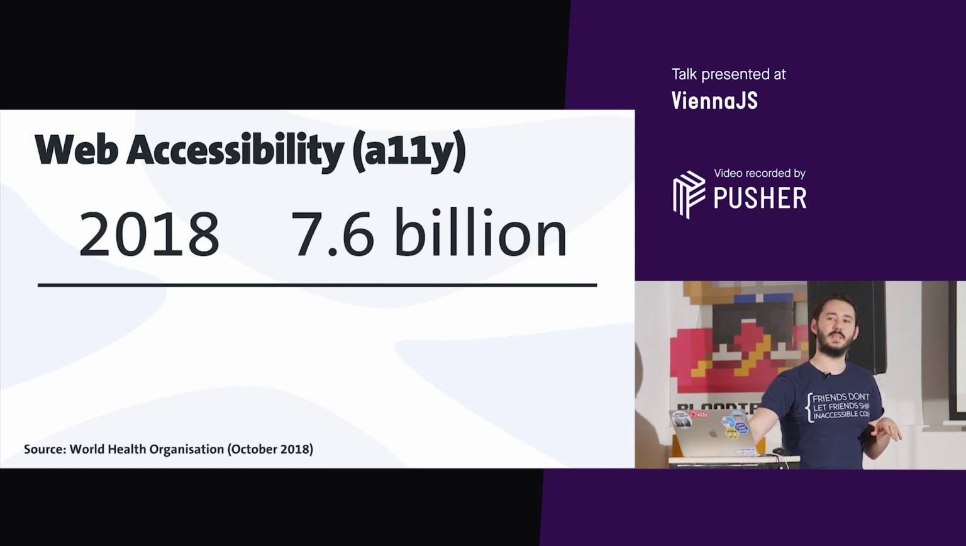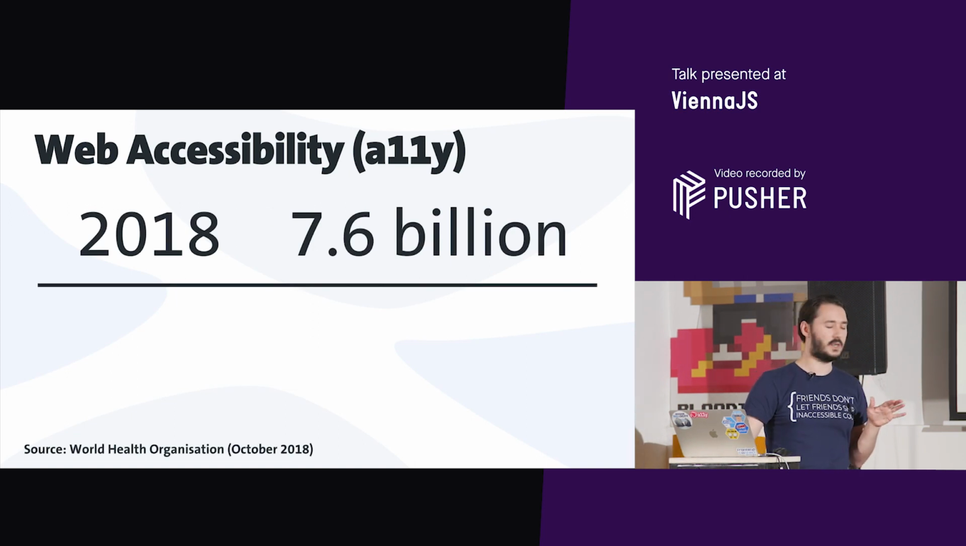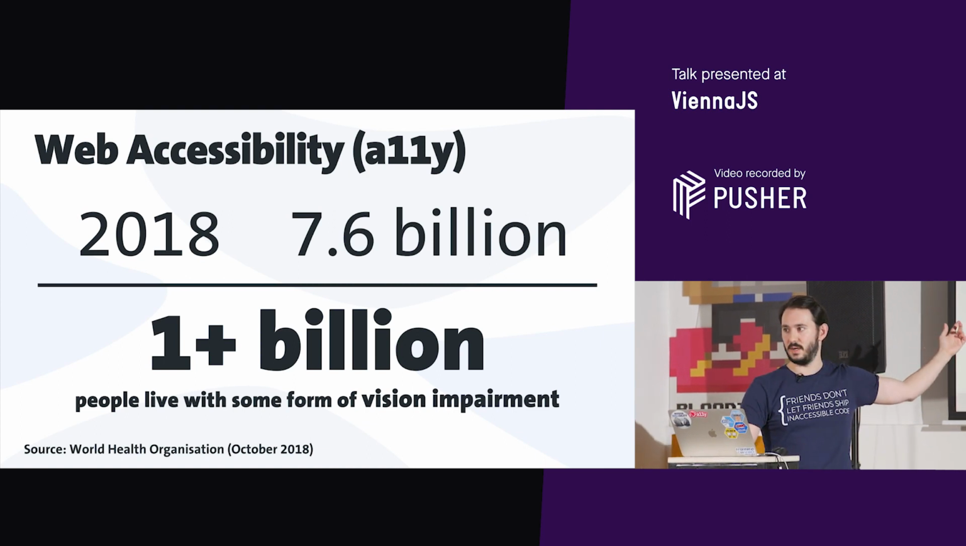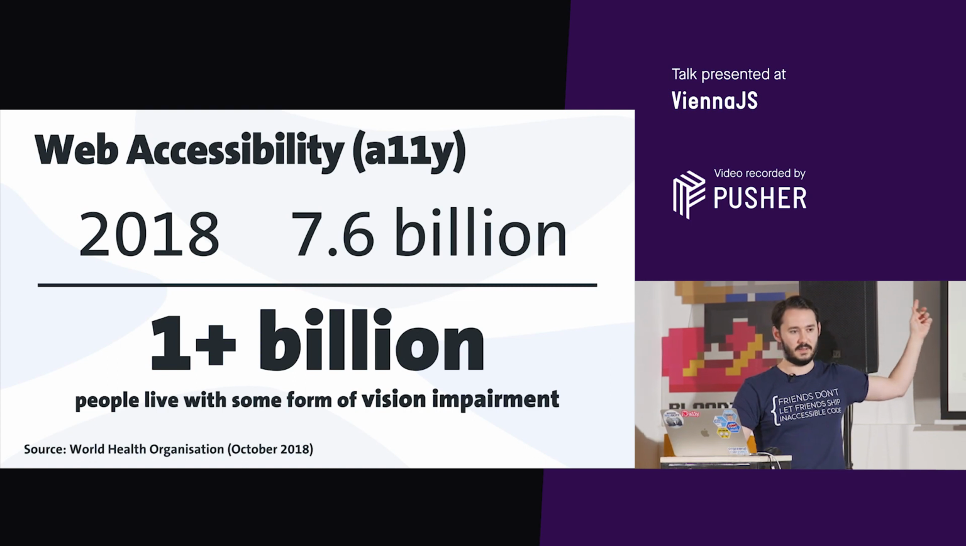Let me give you some numbers. Two years ago, there were around 7.6 billion people in the world, but more than 1 billion people live with some form of visual impairment. From 5 to 10% of people with glasses, to colorblind, to 100%, which would be completely blind people. So when we develop a web application or an e-commerce shop, we want to reach as many people as possible, but this is your audience as well. So you need to take care of these people.